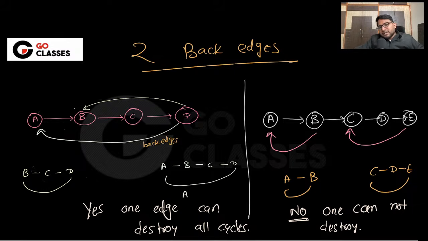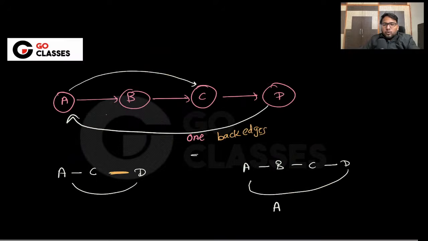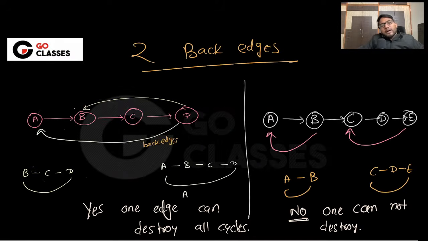Basically it depends. Here, if you remove this BC, then the cycles are at least intact, right? So here it seems like one edge cannot destroy all the cycles. Here, BC is also common. You can remove the BC and one edge can destroy them. So if there is one back edge, obviously removal of this will destroy all the cycles. If there are two back edges, then maybe one can destroy all the cycles, maybe one cannot, right?